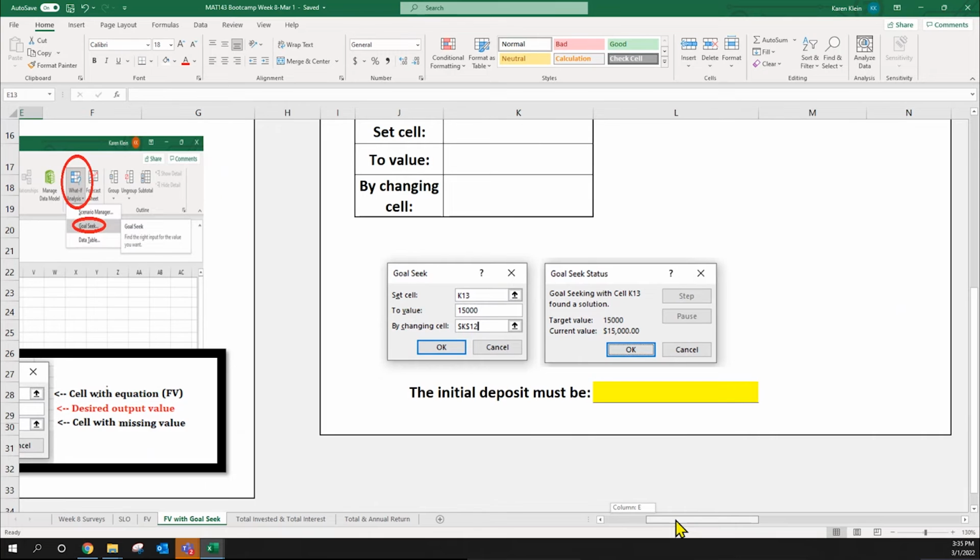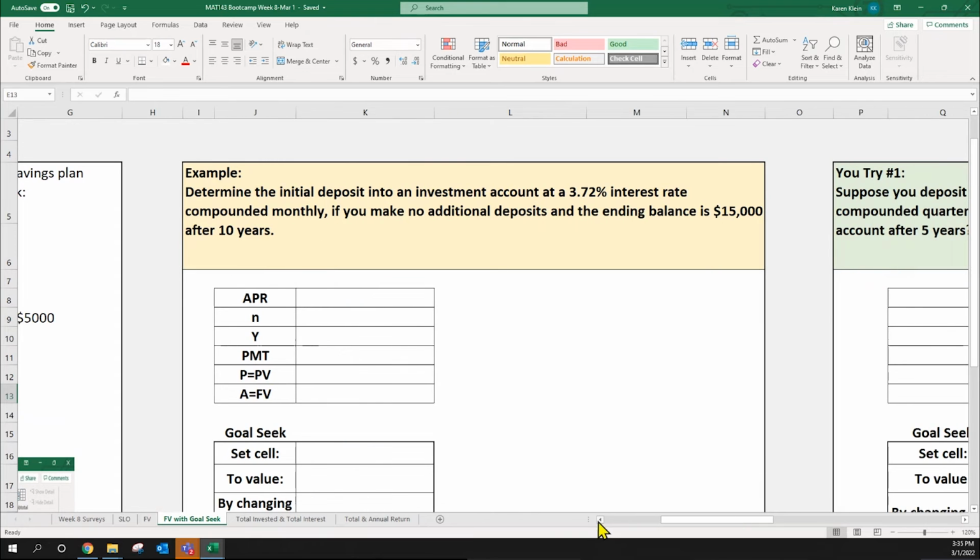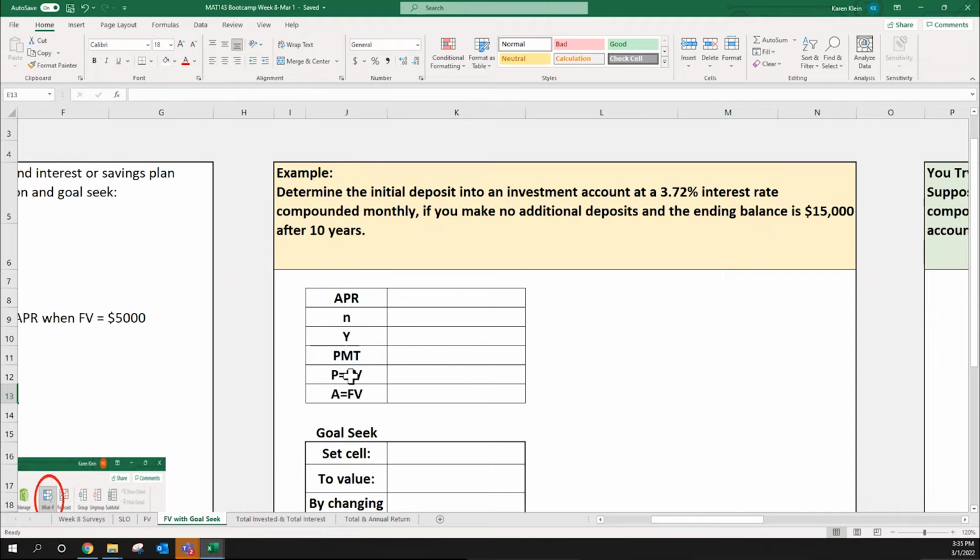So we're going to apply this to our first example here. Here I've already inputted my input parameters. So we're going to read the problem and extract all of our information to put into our table here. It says determine the initial deposit. So they're telling me what they want to find. So we're looking for the initial deposit, so that is going to be our PV. They want to determine the initial deposit into an investment account that's using 3.72%. I'm going to go ahead and convert that to a numeric. That is compounded monthly.